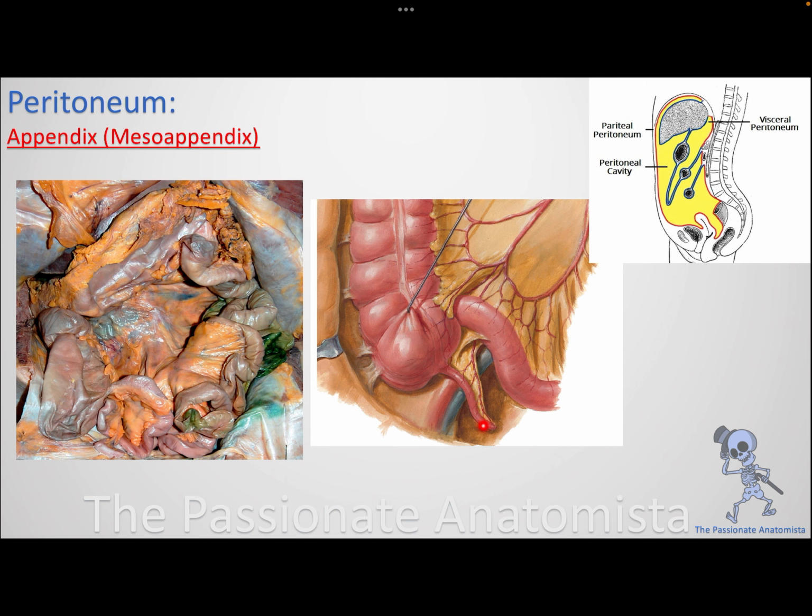But for now, the appendix is an intraperitoneal structure, and it has a peritoneal ligament, and that ligament is what I call mesoappendix. Once it has a peritoneal ligament, I consider it an intraperitoneal organ. The mesoappendix has a lot of fat, of course, because all the peritoneal ligaments have fat. And remember, this is the small intestine, and that is the mesentery proper.